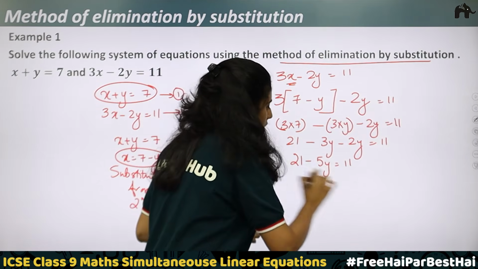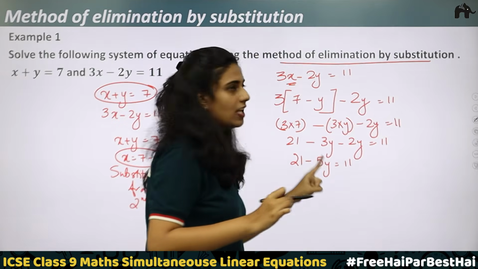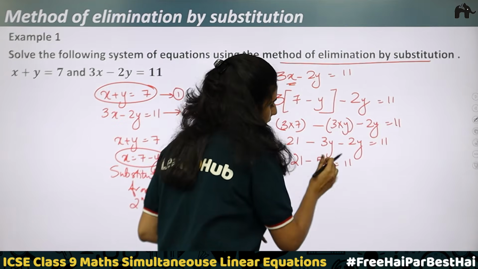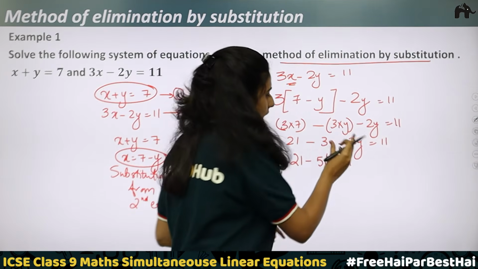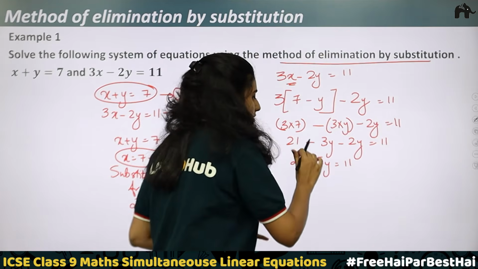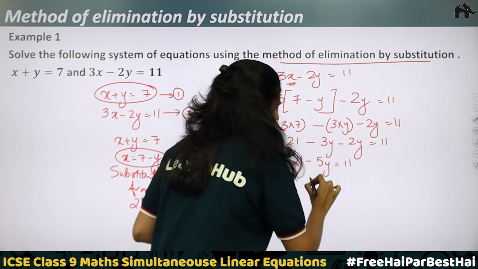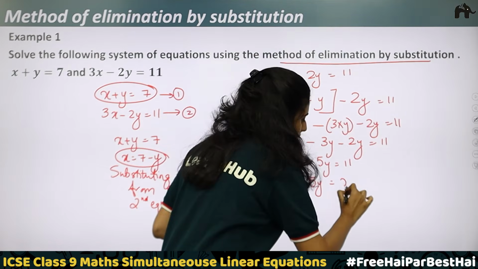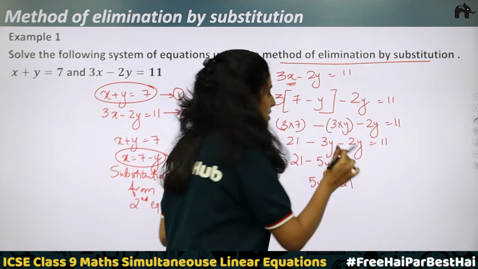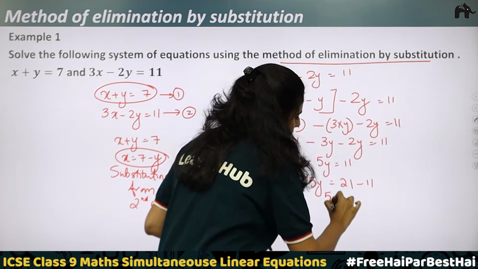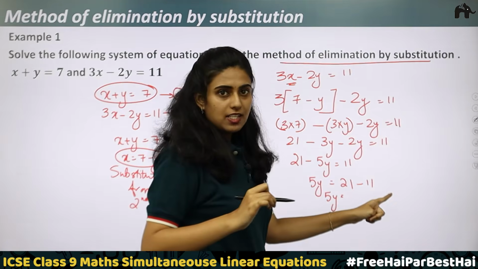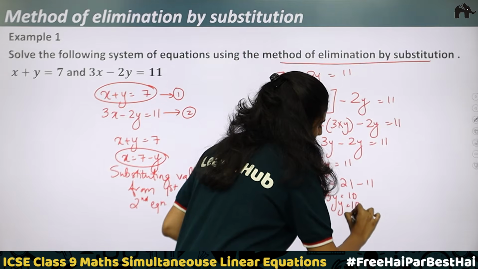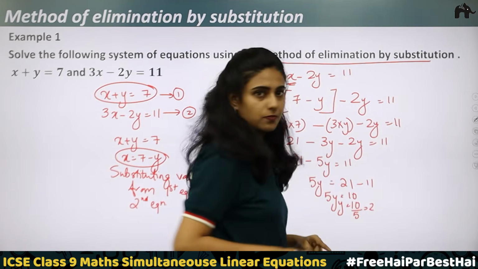Now, this is an equation in one variable and we can easily find the value of y. Here I am going to take this minus 5y to the opposite side and 11 to the other side. Minus 5y, when taken to the opposite side, becomes plus 5y. So 5y is equal to 21, and when 11 is taken across, it becomes minus 11. So 5y is equal to 21 minus 11, which is 10. Therefore, y is equal to 10 divided by 5, that is 2.